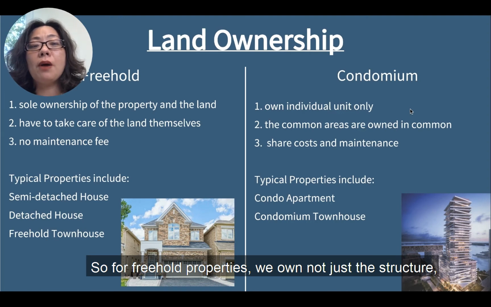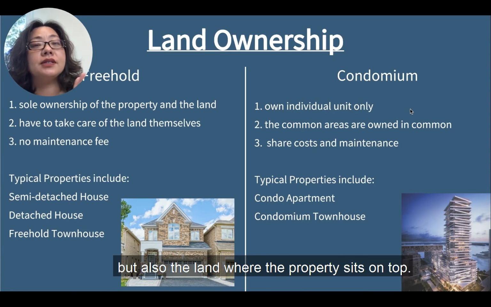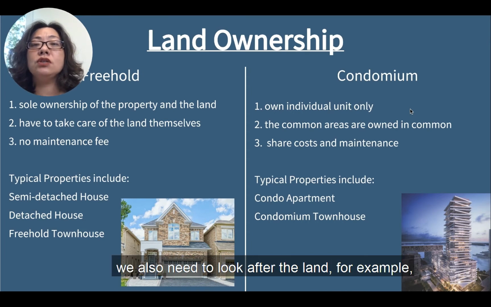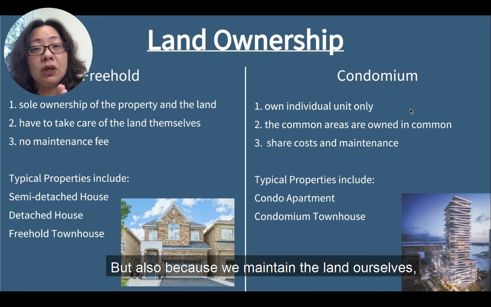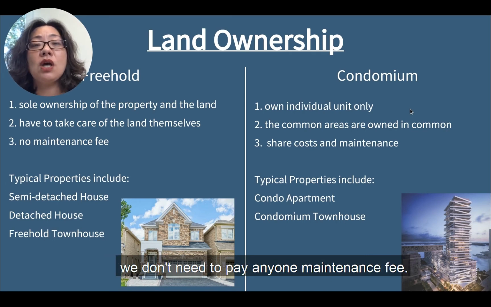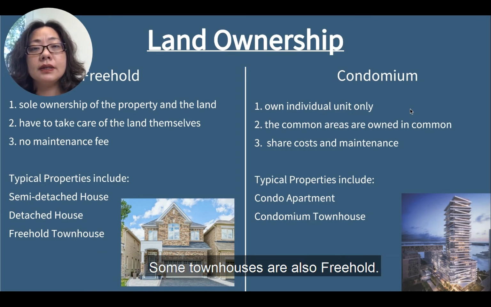So for freehold properties, we own not just the structure, not just the property itself, but also the land where the property sits on top. But since we own the land, we also need to look after the land. For example, cutting the grass and shoveling the snow. But also because we maintain the land ourselves, we don't need to pay anyone a maintenance fee. Most typical freehold properties are semi-detached and detached houses. Some townhouses are also freehold.